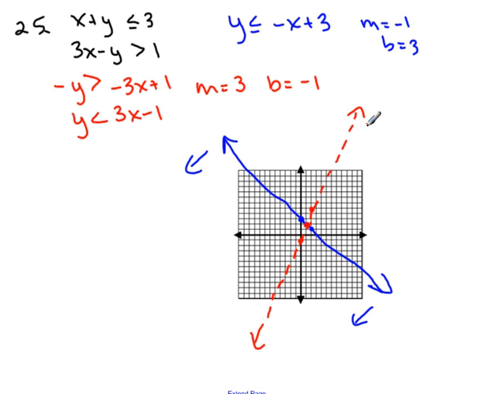Less than, shade below. Again, you'll notice that this creates 4 regions, and the only region where the 2 arrows are pointing towards each other is this bottom region, so you would shade here.